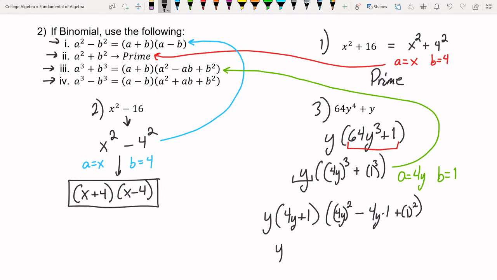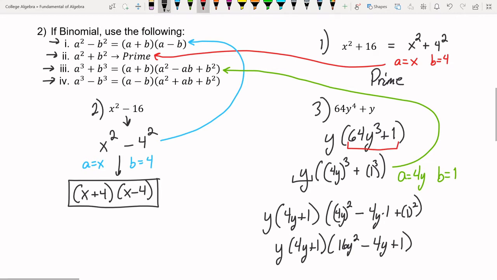And simplifying, 4y squared is 4y times 4y, or 16y squared. This, of course, becomes 4y, and 1 squared is 1. And this cannot be factored any further.